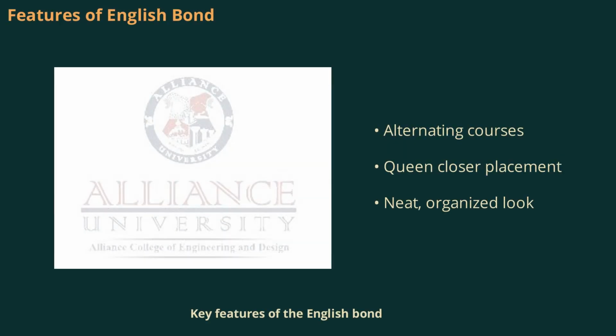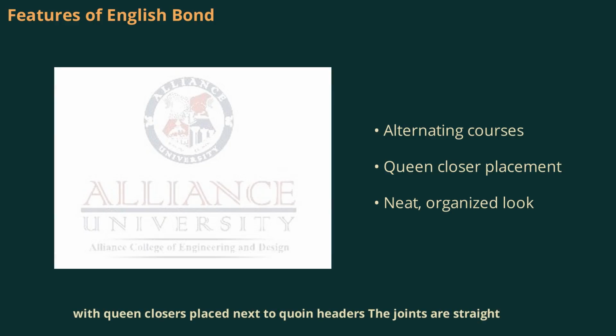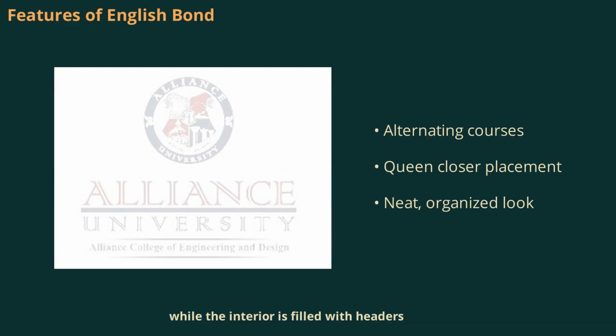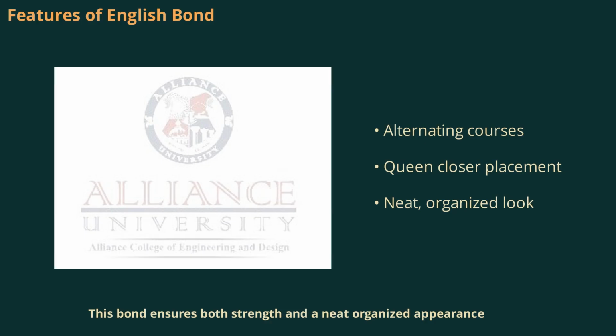Key features of the English bond include alternating courses of stretchers and headers, with queen closers placed next to coin headers. The joints are straight, and continuous vertical joints are avoided except at certain ends. The header course has more mortar joints than the stretcher course, so care is taken to keep them thin. For thicker walls, only the face courses use stretchers or headers, while the interior is filled with headers. This bond ensures both strength and a neat, organized appearance.